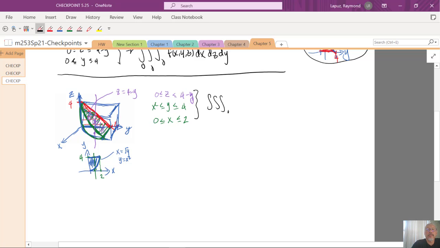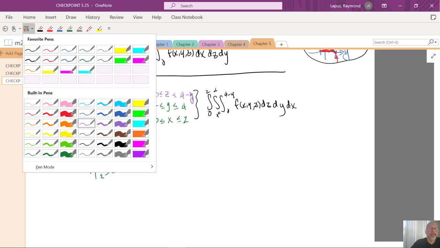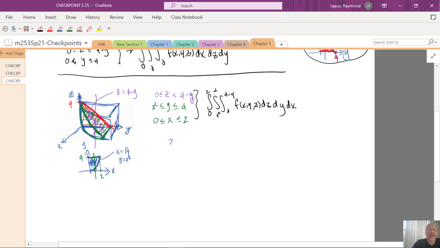The inner integral goes from 0 to 4 minus y. You have your integrand. The inner integral is going to be with respect to z, and then we're going to go with respect to y, going from x squared to 4, and then with respect to x going from 0 to 2. Alright, now similar to this and not so difficult is that we keep the z going from 0 to 4 minus y.